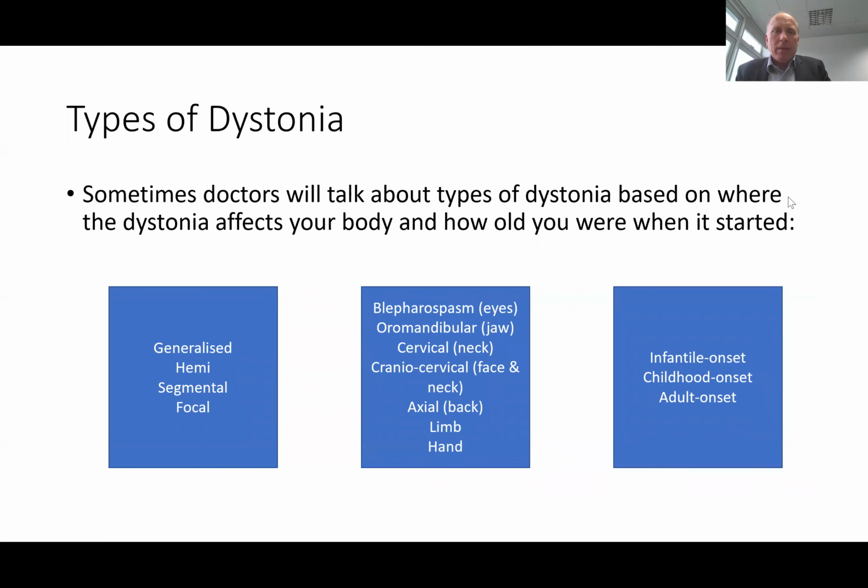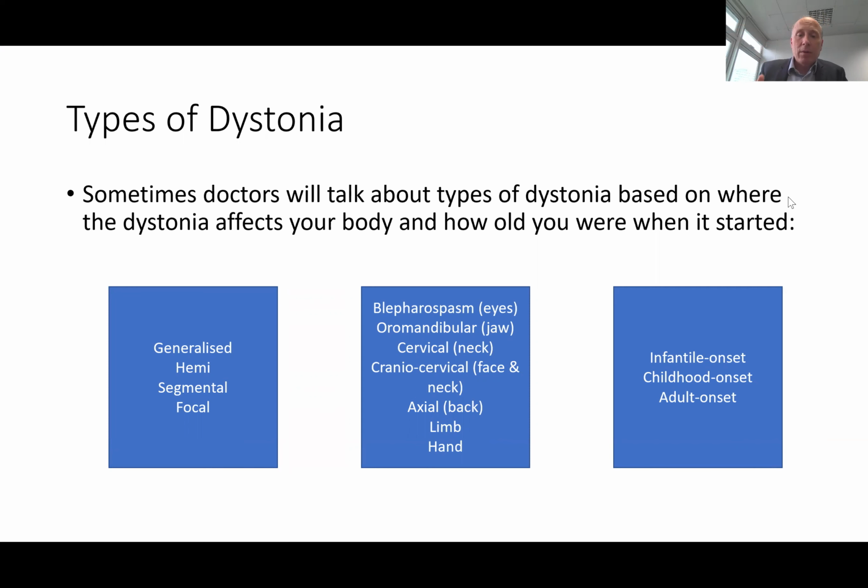So if we're going to think about now types of dystonia, sometimes doctors will talk about dystonia or describe dystonia based on where it affects you in your body, and also maybe how old you were when it started. So you might talk about generalized dystonia, where it affects the whole body, or hemidystonia, where it's down one side, or focal dystonia, where, for example, it just affects the hand or the neck.